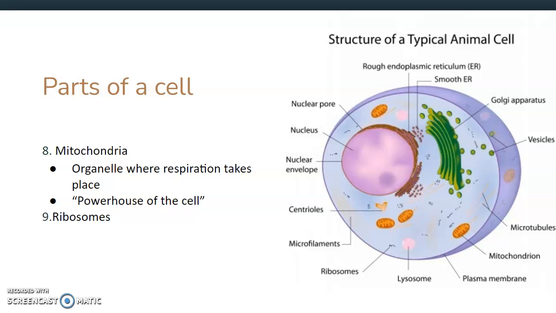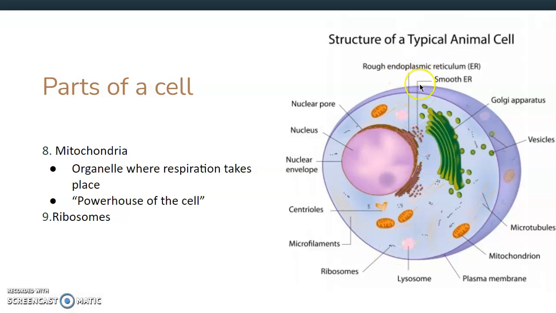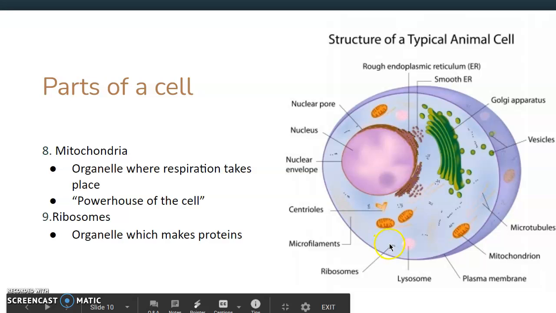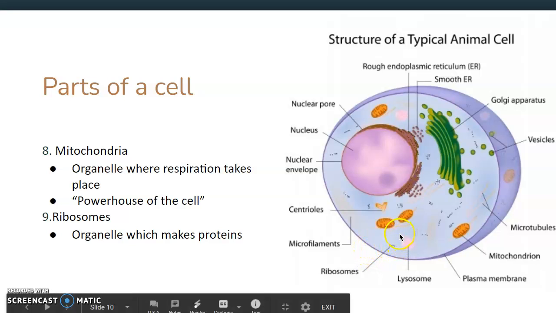Another important organelle is a ribosome. A ribosome we can see down here. We'll also learn that our ribosomes are on our endoplasmic reticulum, but ribosomes are what make proteins. So we will learn more about ribosomes later, but they make proteins by taking information from our nucleus, translating it, and then producing a protein that will go into the rest of the cell to do work.